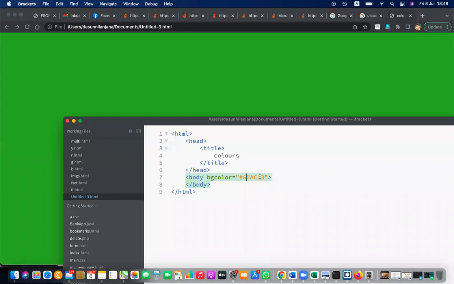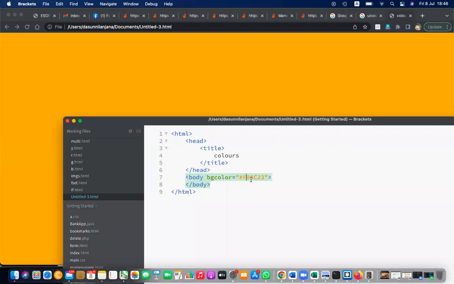So if you want some other color, let's rewrite the code. I'm writing F0 here. The amount of red is increased. Now the color is orange. Why? Because red is more. Red and green mixed in the same amount make yellow, but more red will make it orange.